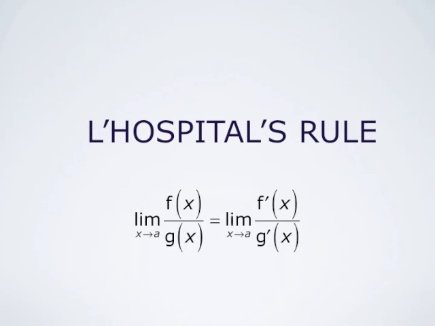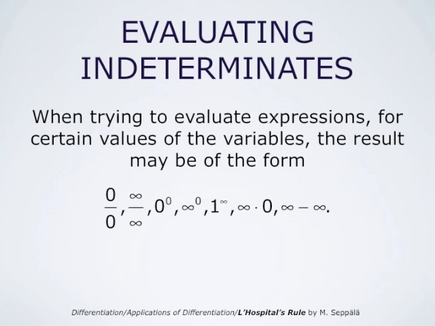L'Hopital's rule is a method to compute certain limits by differentiation. When it works, it simplifies computations greatly. L'Hopital's rule applies to situations where the limit computation leads to indeterminate forms, like 0 divided by 0, or infinity divided by infinity. Such expressions do not have a direct numerical value, but a numerical value may be assigned through a limit process.